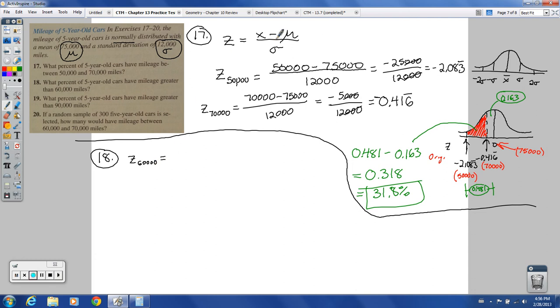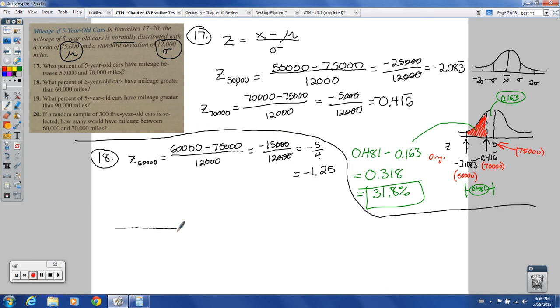We're still using this idea, so it's 60,000 minus 75,000, the mean, over the standard deviation, which is 12,000. This would be negative 15,000 over 12,000. Get rid of the 3 zeros here and here. This would reduce to negative 5 over 4, which would be the same thing as negative 1.25. And so this is your z-score.